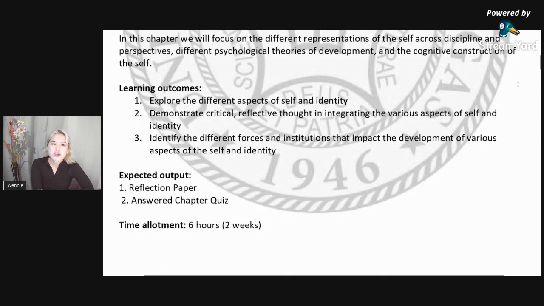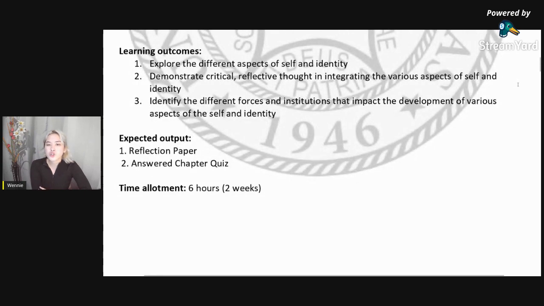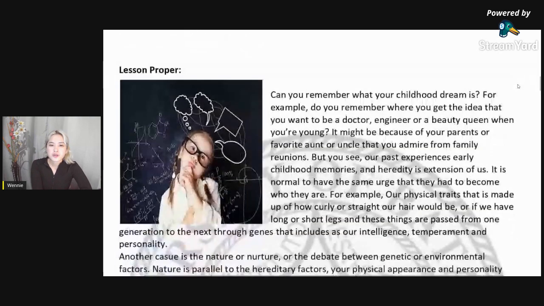First is to explore the different aspects of self and identity, demonstrate critical reflective thought in integrating the various aspects of self and identity, and identify the different forces and institutions that impact the development of various aspects of the self and identity. So let's go to the lesson proper.